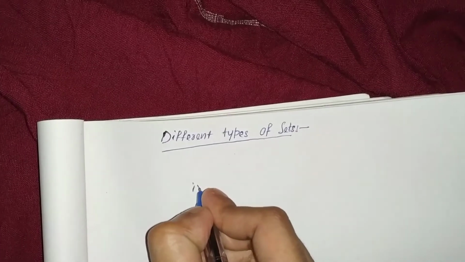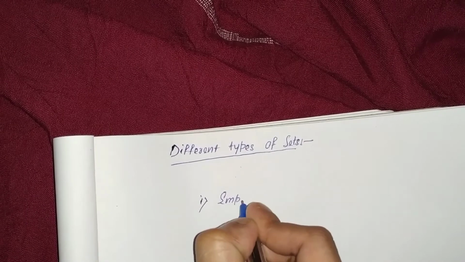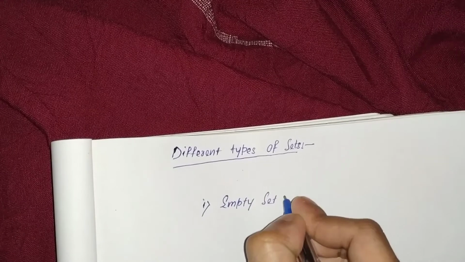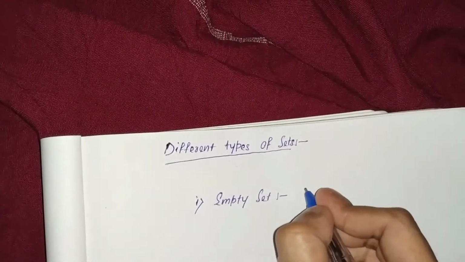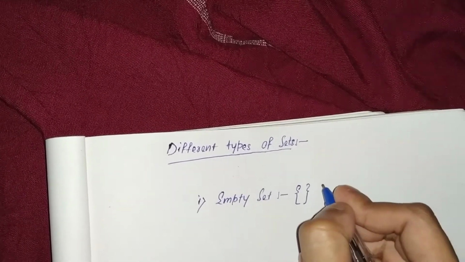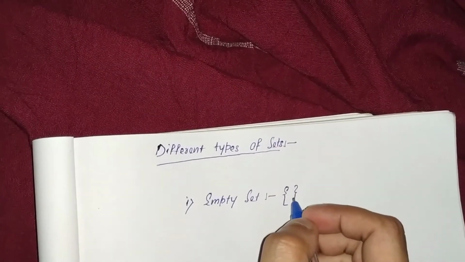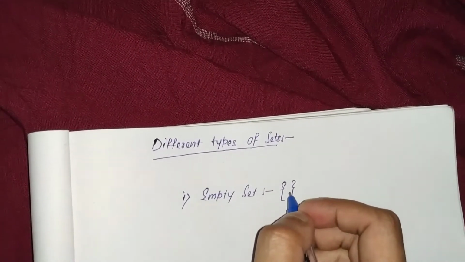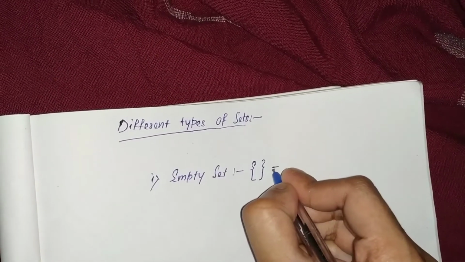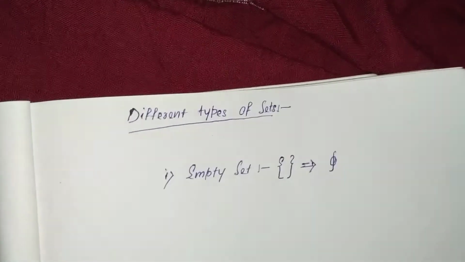First is the empty set. It looks like this: set notation open, set notation close. Between them is blank. Okay, that's why it's called an empty set. It's actually denoted by the phi symbol. Okay.